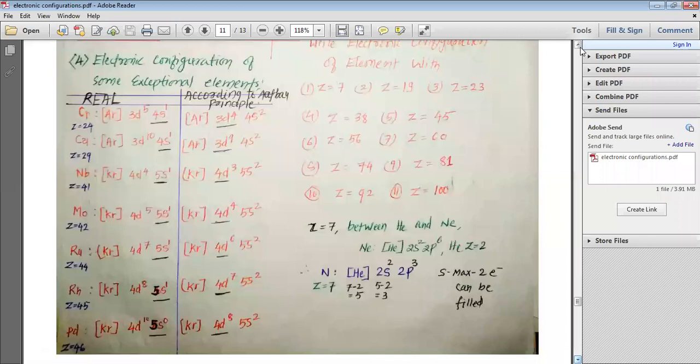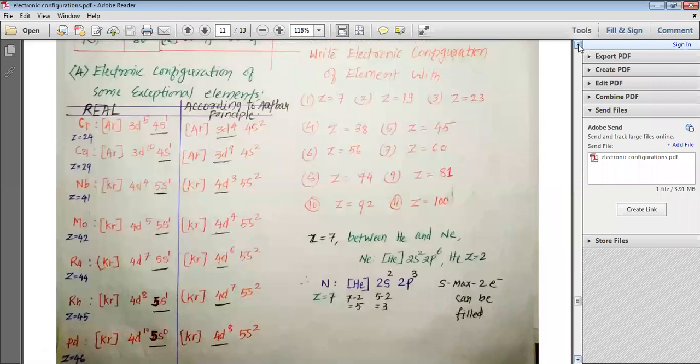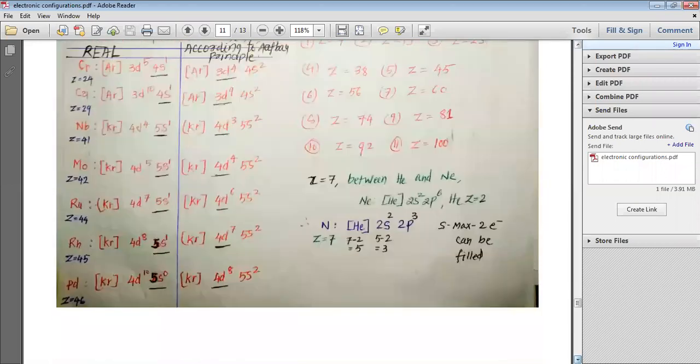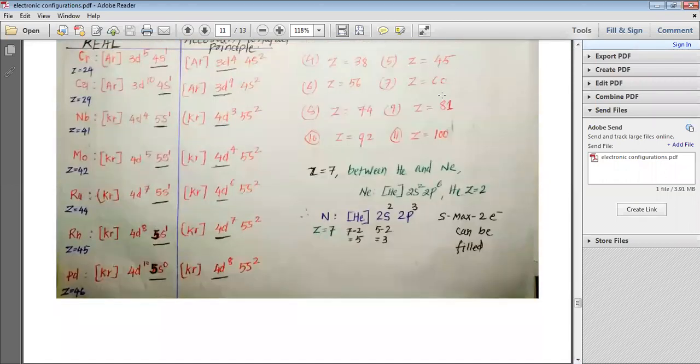Now we are going to do an exercise, and we will study how we can write the electronic configuration of an element with various atomic numbers. So let us start studying how to write the electronic configuration, but these are the things that you must know. Now we will start with Z equal to 7.